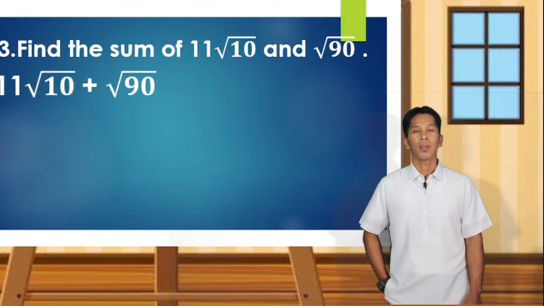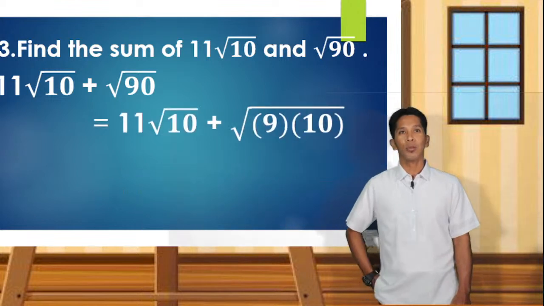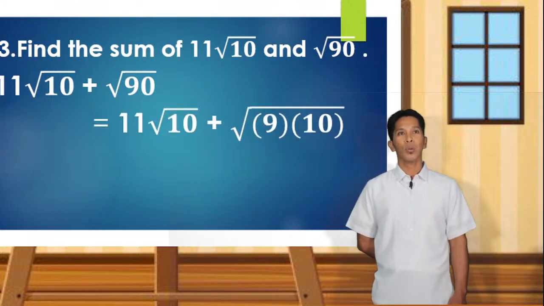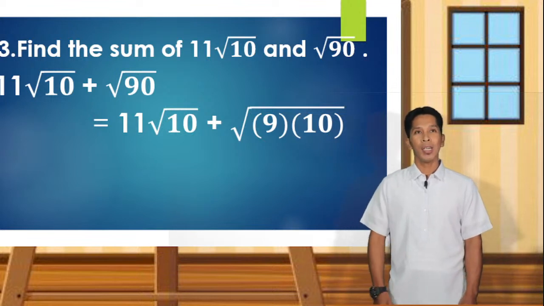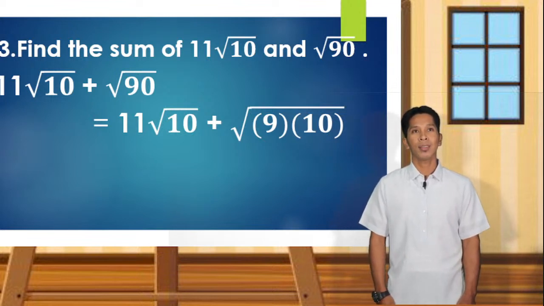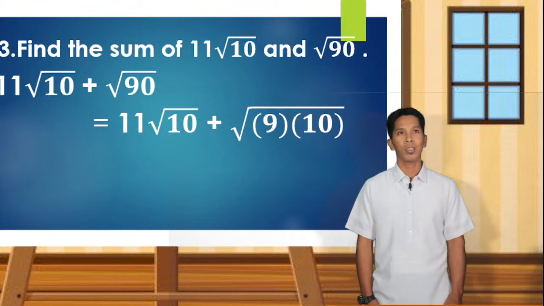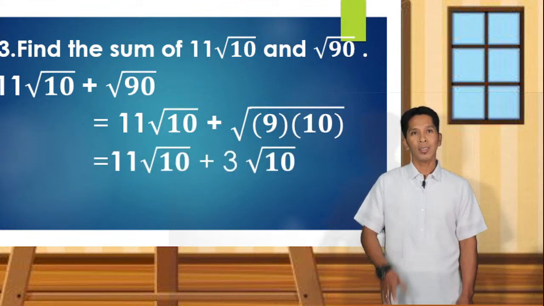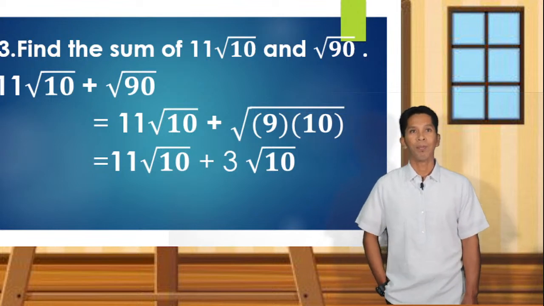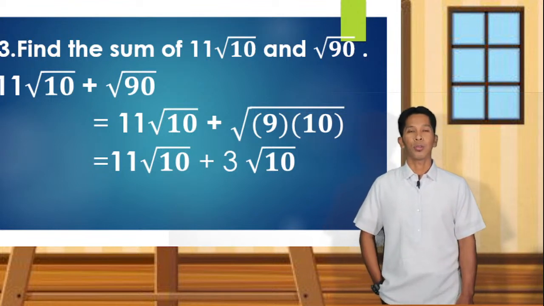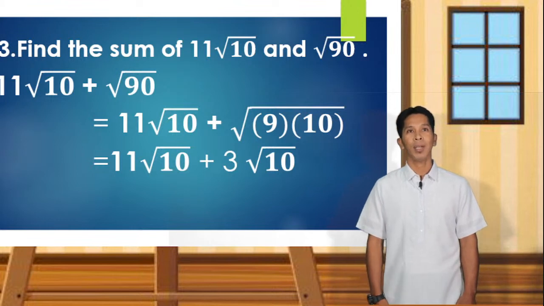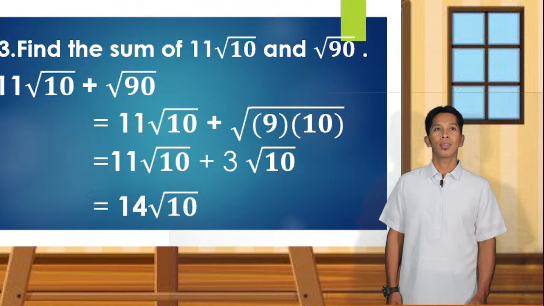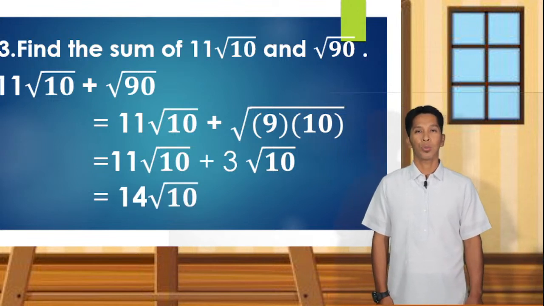So if we're going to simplify, square root of 90 is just the same as the square root of 9 times the square root of 10. And putting out the square root of 9, that will give us 3. So the simplest form of square root of 90 is 3 square root of 10. So after simplifying, they became similar radical expressions. So we can now combine 11 square root of 10 plus 3 square root of 10. That will give us 14 square root of 10.